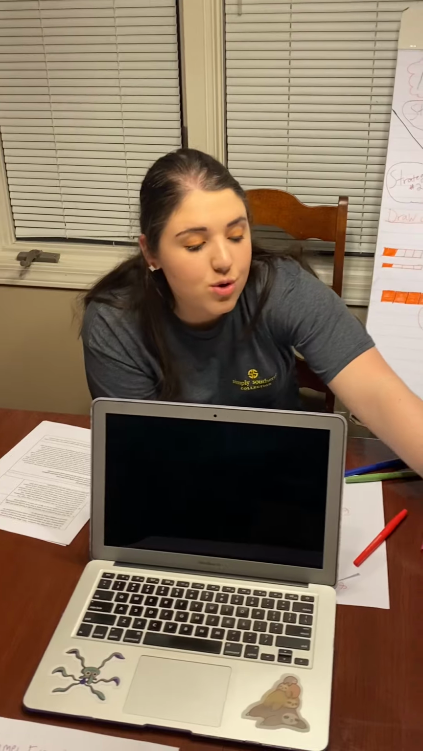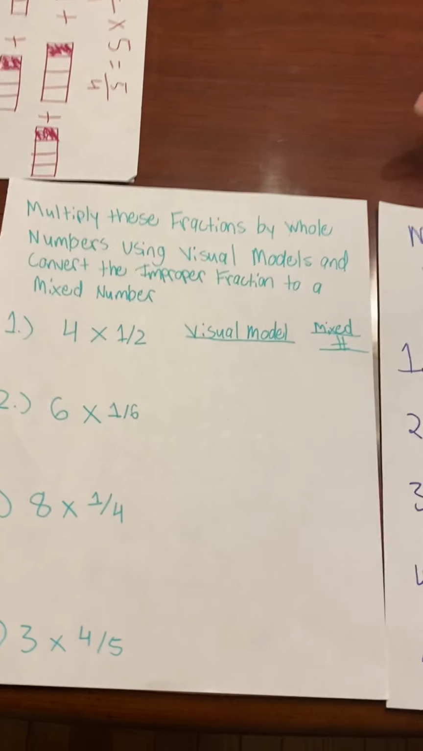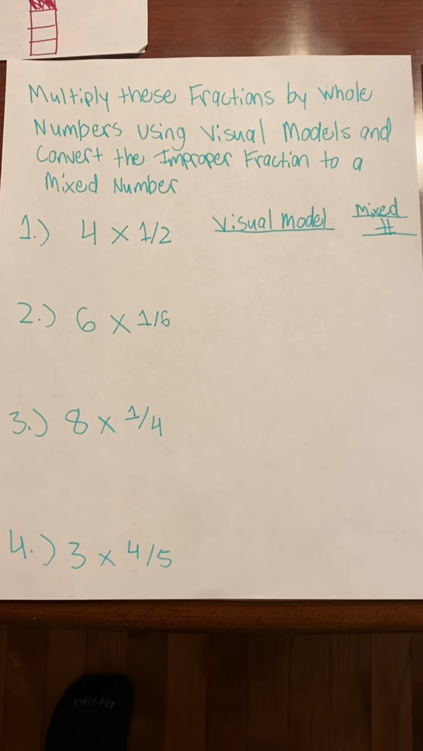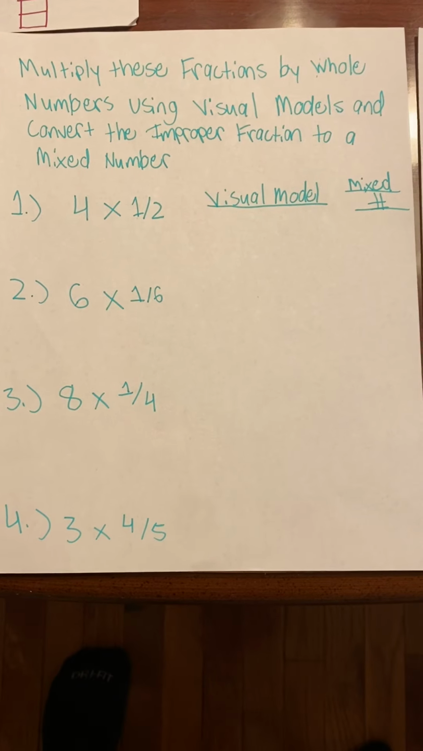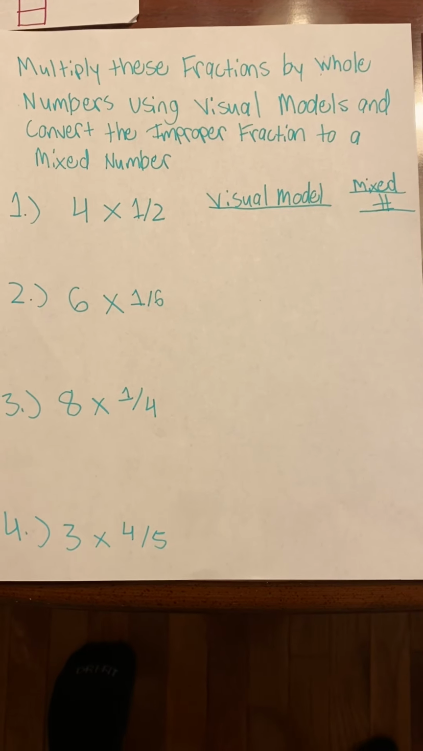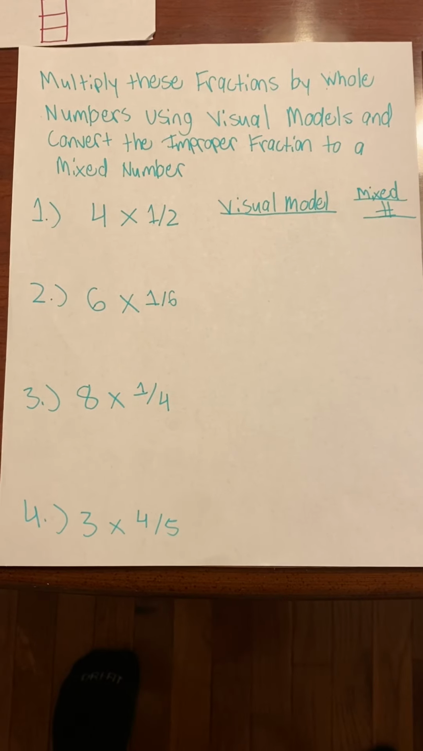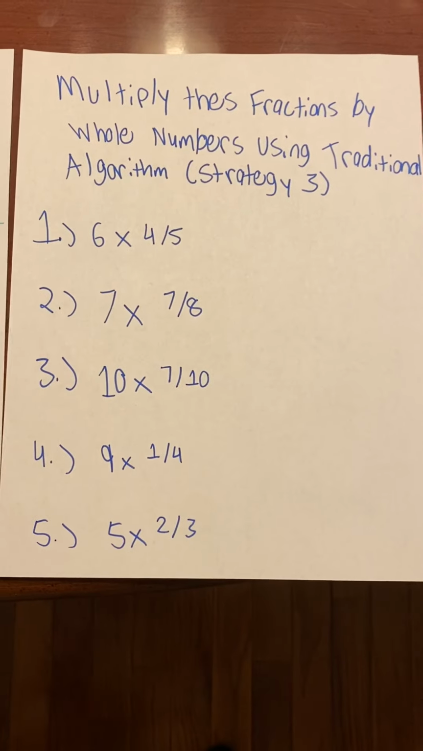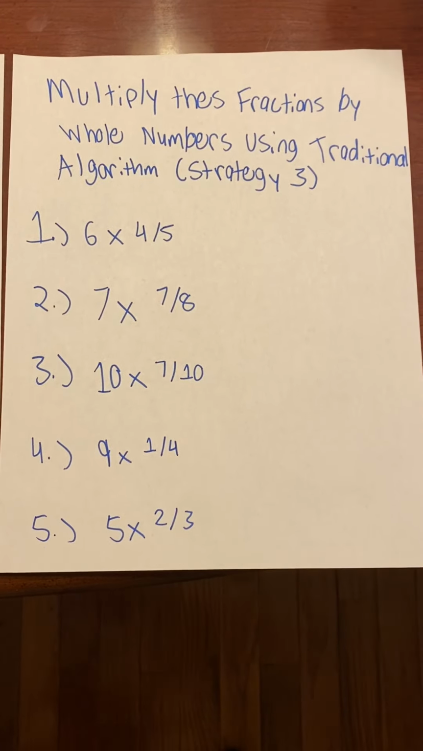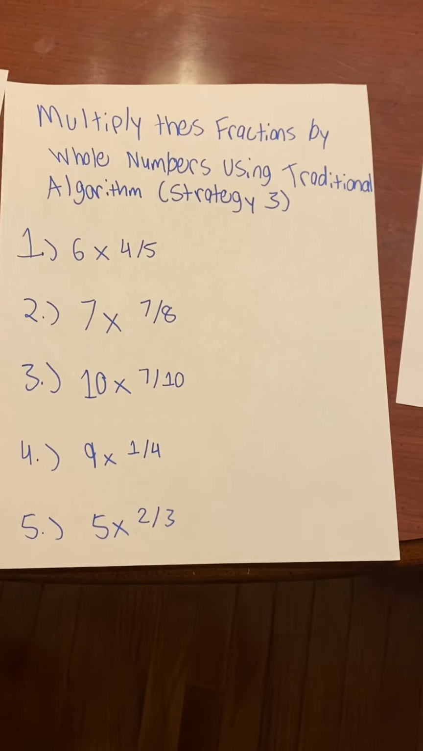I have these two problems, and this one actually asks you to do it by using a visual aid. I want you all to do the visual model, and I want you to convert those improper fractions to mixed numbers to give you all the practice. And then this one actually asks you all to multiply the fractions by whole numbers using the third strategy that we went over. So you can do that.